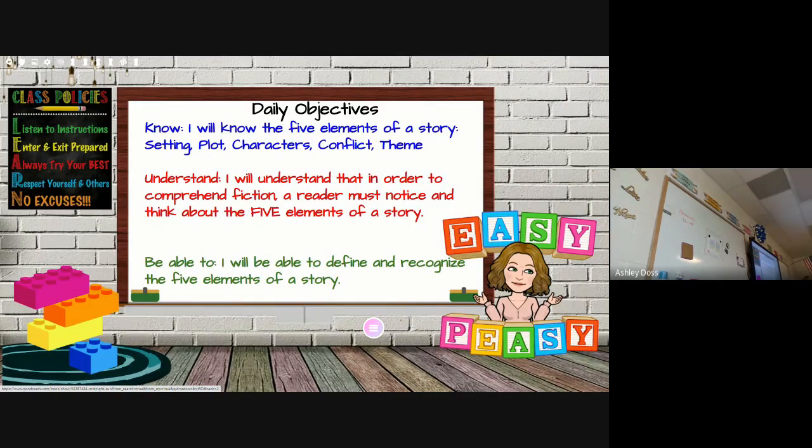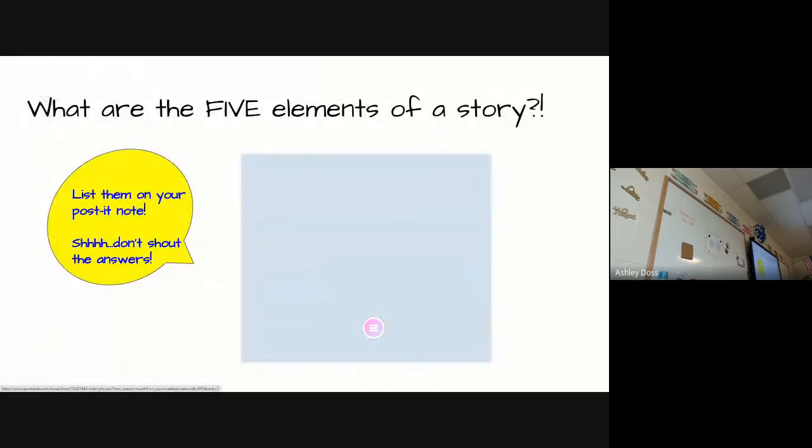Okay, let's talk about our objectives. So, easy peasy. I want you to know, we are continuing to know the 5 elements of a story. I want you to understand that in order to comprehend fiction, a reader must notice and think about those 5 elements. And I want you to be able to define and recognize the 5 elements of a story. Okay, we'll see how close of attention you just paid to that objectives.